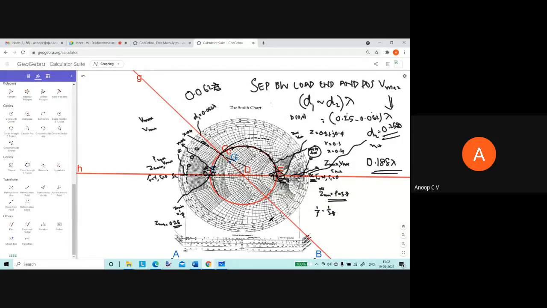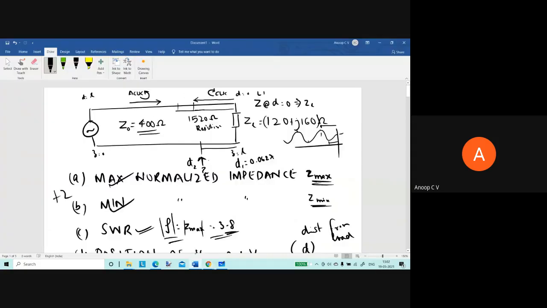So 0.188 lambda is what we just obtained. From the load end, if you travel a distance of 0.188 lambda, you will find the first maxima. If lambda is given to be 4 centimeter, then 0.188 into 4 centimeter, that much if you travel from the load end, you will find the first maxima.